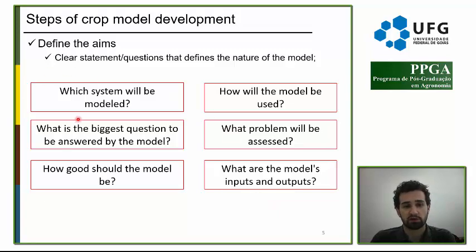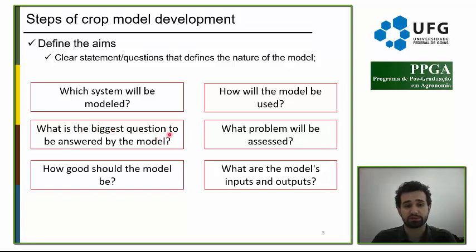You need to look at whether you have a lot of components in your system. The system I want to represent may be a plant, the soil, the weather, or the soil, plant, weather system. So you need to look at this to start our model. How will the model be used? What is the purpose? I'm looking for plant growth, I'm looking for crop evapotranspiration, and so on. You need to define this.